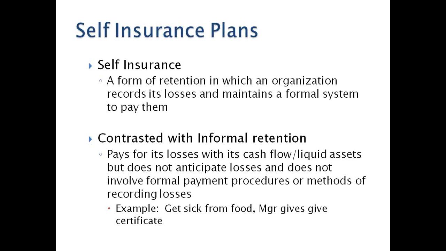Self-insurance in its essence is a form of retention in which an organization records its losses and maintains a formal system to pay them. And that's the key element here. A lot of organizations, what we'll call informal retention, may be paying for claims or doing some type of retention in an informal way, and they don't have a real formal structure to do that. So when we talk about self-insurance, we're going to have a claims administration, we're going to have to file forms with the state, and so we actually have a structure that helps support that.